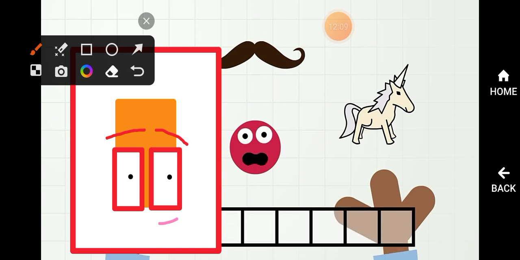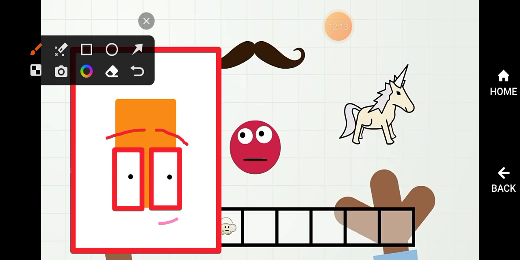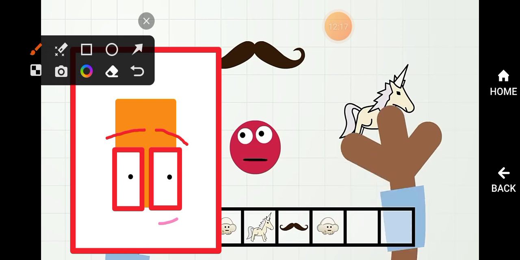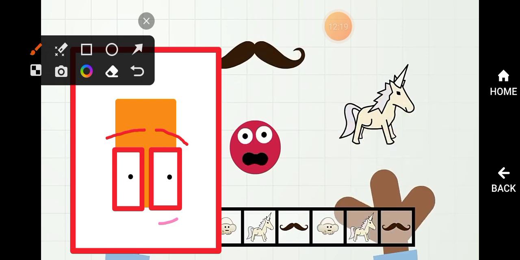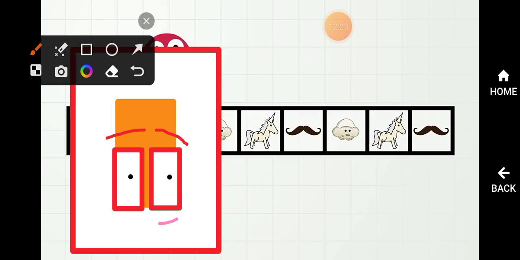Ready? Okay, go. Popcorn, unicorn, mustache. Popcorn, unicorn, mustache. Okay, good job. So, we know that this is a pattern with 3 things. Popcorn, unicorn, mustache. And that this is the core of the pattern. And the core always repeats.